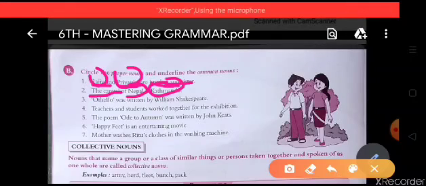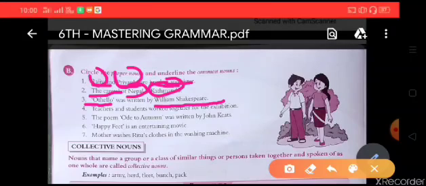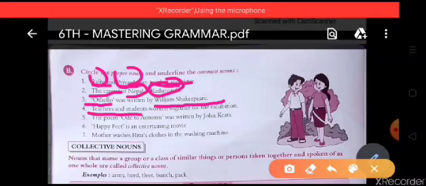Third, Othello was written by William Shakespeare. Here Othello is a proper noun because it is a name, and William Shakespeare is also a proper noun. Next, teachers and students work together for the exhibition. Here you can see teachers and students are common nouns and exhibition is also a common noun.